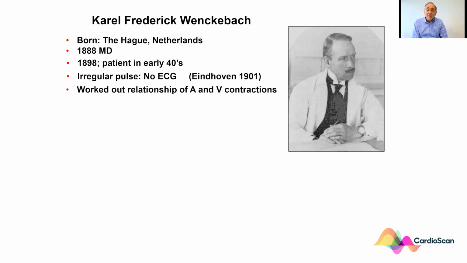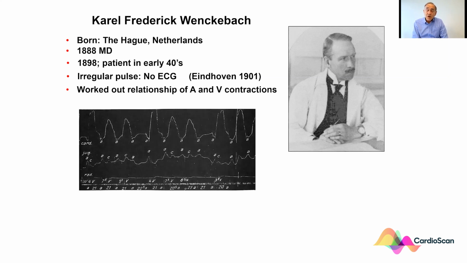But Wenckebach worked out the relationship of the atrial and ventricular contractions by using the carotid pulse as well as the jugular venous pulse. In the jugular venous pulse, there are 2 waves, that which belongs to the carotid and that of the atrial contraction. So we have atrial and ventricular contractions.